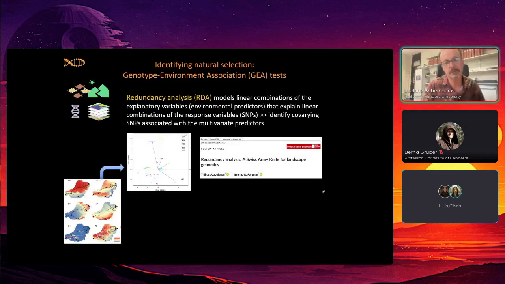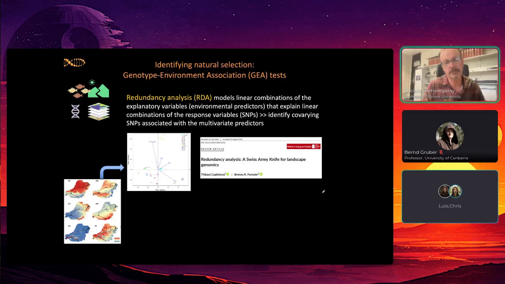How do you address these issues, such as population structure, isolation by distance, population history? There are many types of GEA tests that can account for the influence of these variables. And one important test is called the RDA, or redundancy analysis. And that will be the test that Chris will give a hands-on session for you very soon.